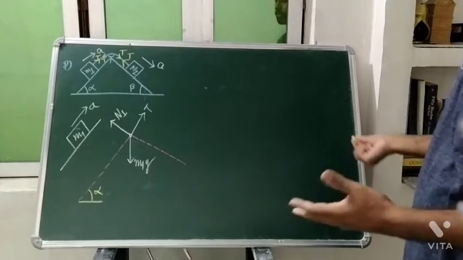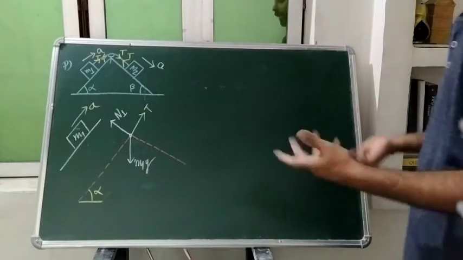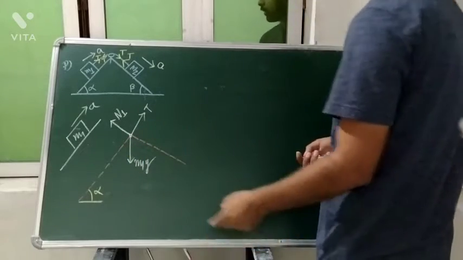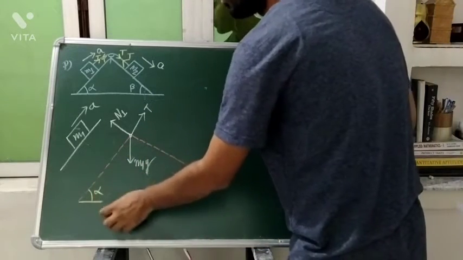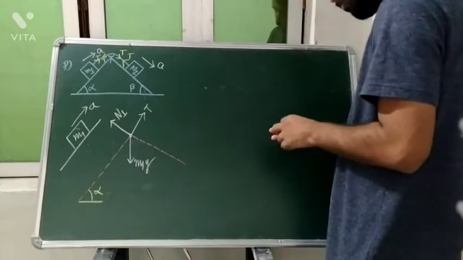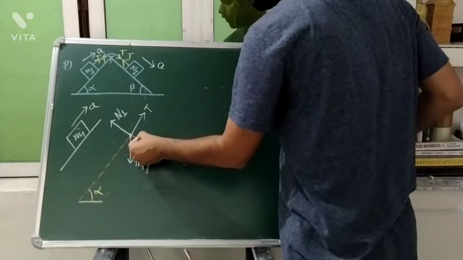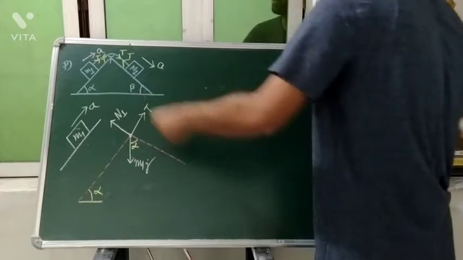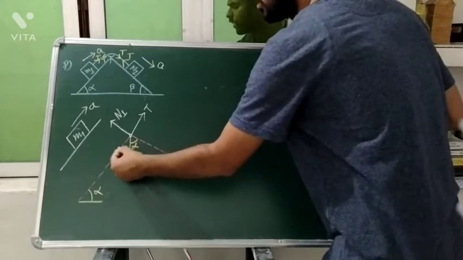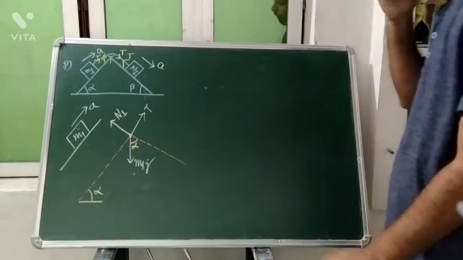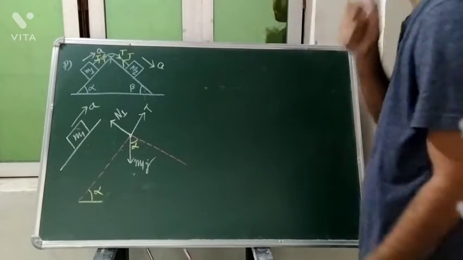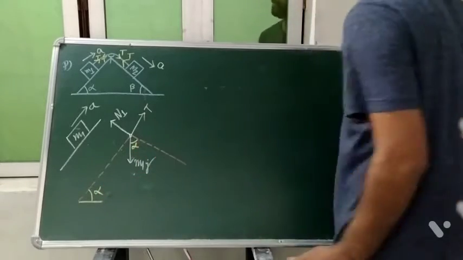Many of you will do something different, and next you might mark alpha at the wrong place. No, this surface is making alpha angle with the horizontal, so the force due to gravity is going to make the same angle alpha with the perpendicular of the contact surface. No one will put alpha anywhere else, otherwise things will change. So this I have proved: whatever angle is here, the same angle is here.